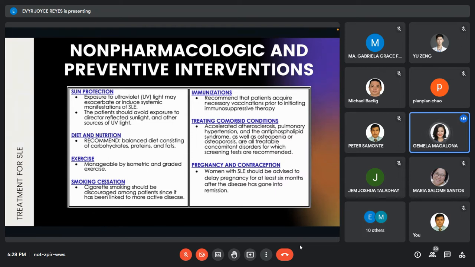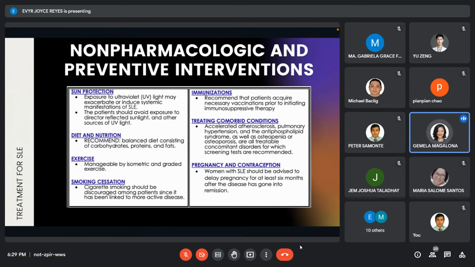For the diet and nutrition, a balanced diet consisting of carbohydrates, proteins, and fats. Additional considerations also include increased caloric intake for patients that have highly active inflammatory disease, glucocorticoids that may result in weight gain, and multivitamins for patients who do not obtain adequate weight.